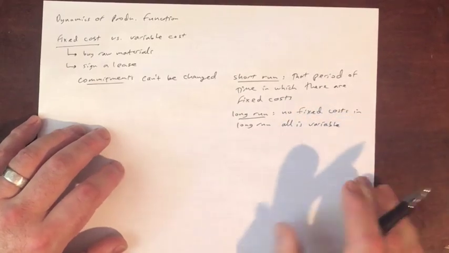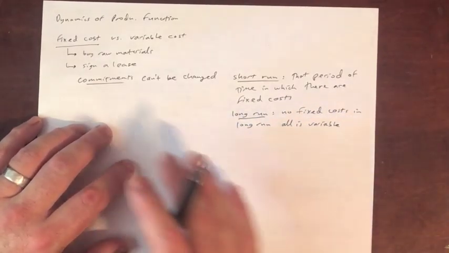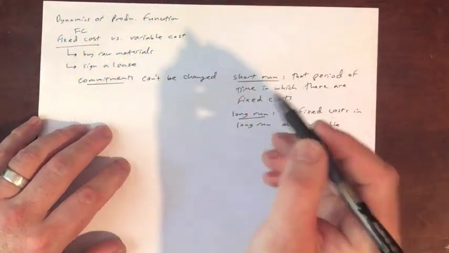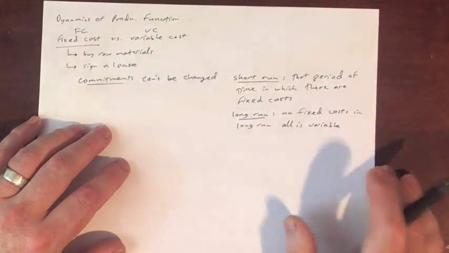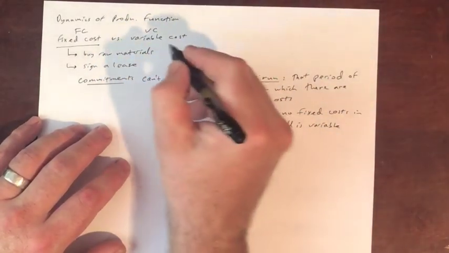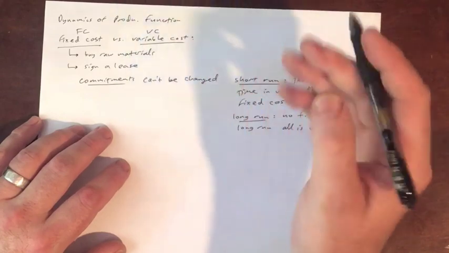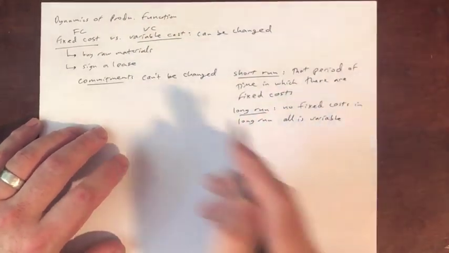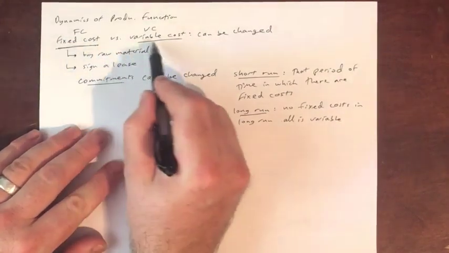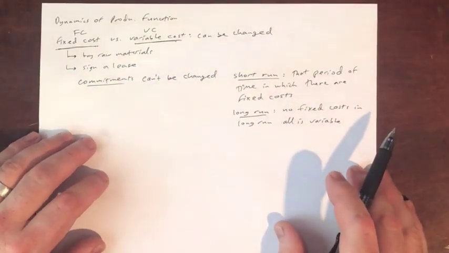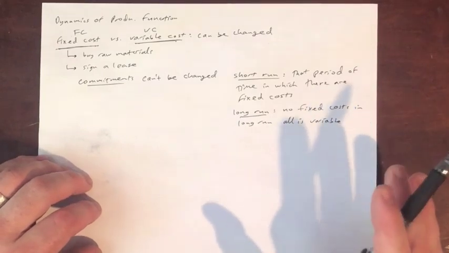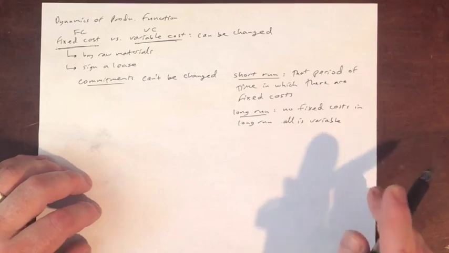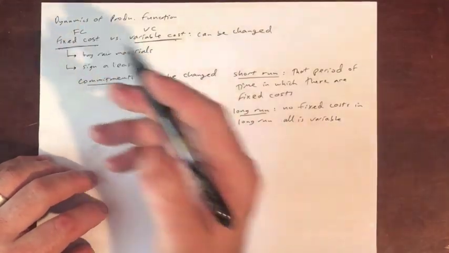All can be changed. However, we're going to use this distinction quite a bit between fixed cost and variable cost, so much so that we call fixed cost FC and variable cost VC. And variable cost just simply means it can be changed. So we've got things that can't be changed, fixed costs, and things that can be changed, variable costs.